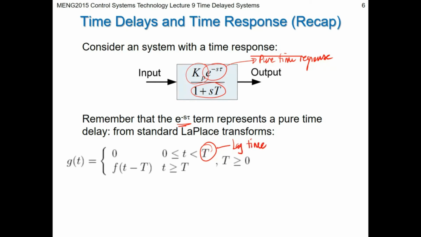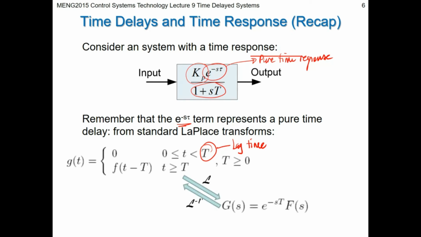So the system has no output up until, not 0 in this case, but no output up until some lag time T, and then above that it behaves like f of t, but lagged by this time constant, this time lag T. So the shape of the curve will be the same, it's just translated by T seconds, right? And that's for times above this lag time.